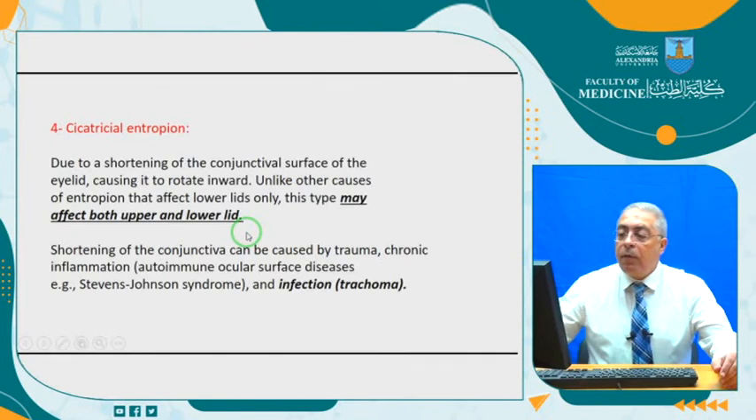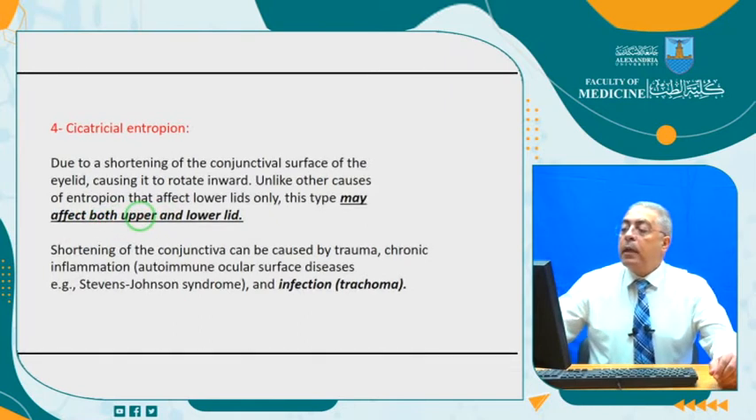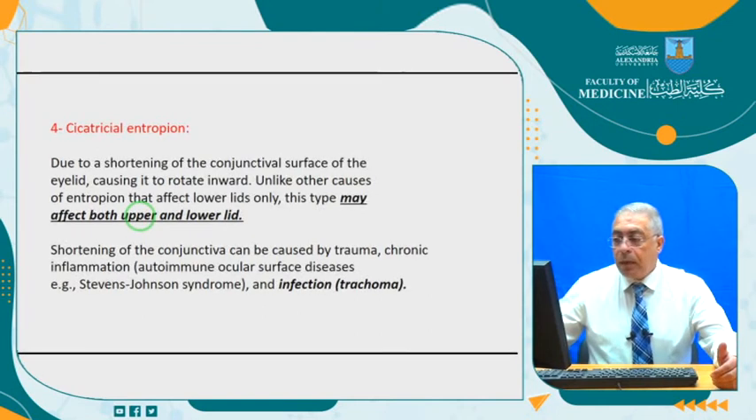This is the fourth type of entropion, which is very important, and it's very common here in Egypt, and I'll tell you why. It's due to shortening of the conjunctival surface of the eyelid, shrinkage of the conjunctiva. So the lid margin starts to roll in. Unlike other causes of entropion, it can occur in both upper and lower eyelids. The other types occur only in the lower eyelids. The cicatricial one can affect upper and lower ones.